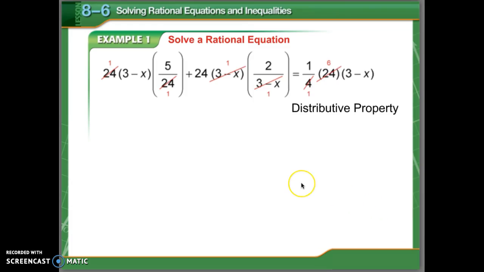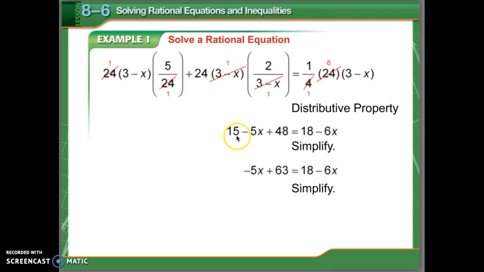When we do that, we're going to multiply out, we're going to distribute, we're going to simplify, we're going to end up with the expression 15 minus 5x plus 48 equals 18 minus 6x. And then from there it's just basic Algebra 1 stuff. Just move the stuff around, combine your like terms, simplify, and solve the way you've known how to do for years now. So when we do that, we get the answer of x equals negative 45.